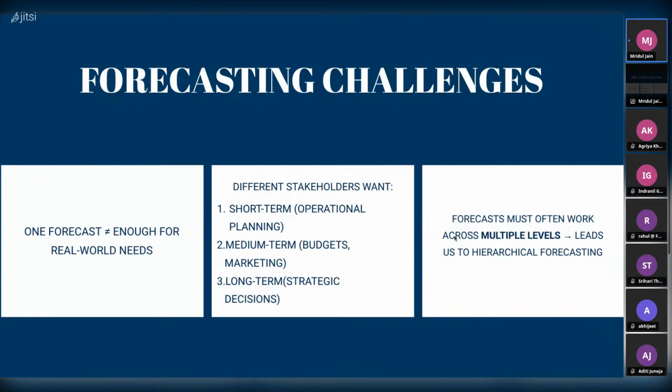And then the different stakeholders want many kinds of planning. They want to plan for short term, for long term, for medium term, right? So that depends upon the stakeholder. For short terms, we have the operational planning. The medium terms could be planning the budgets and the marketing part, and the long term could be the strategic decisions which the company needs to take, right?